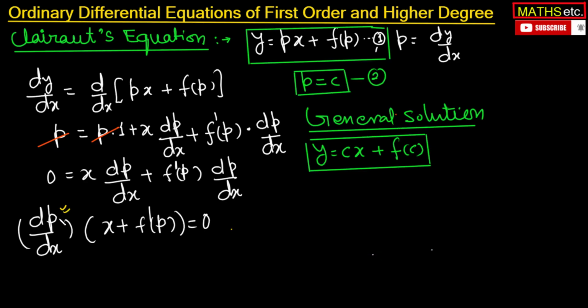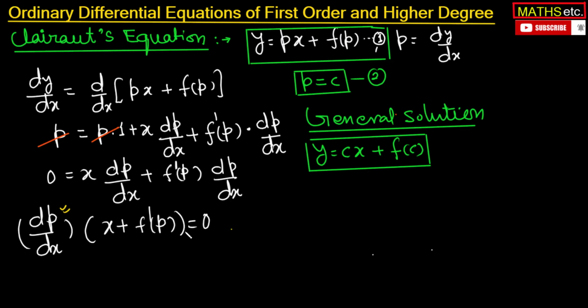Now, using the factor that involves dp by dx, we got the general solution. The second factor, x plus f dash p, right, does not involve the derivative dp over dx. If we equate it to 0, okay, using it, we find the singular solution of the given Clairaut's equation.